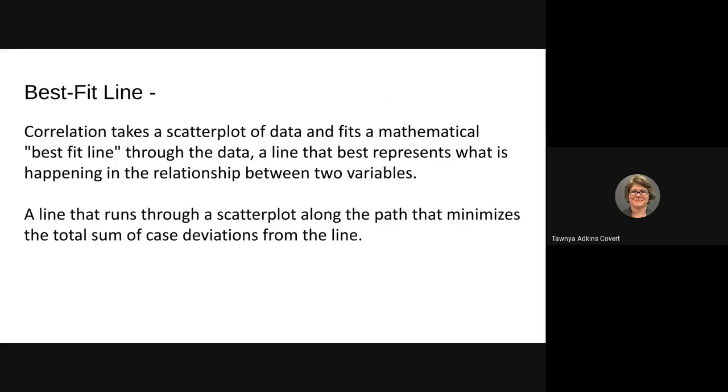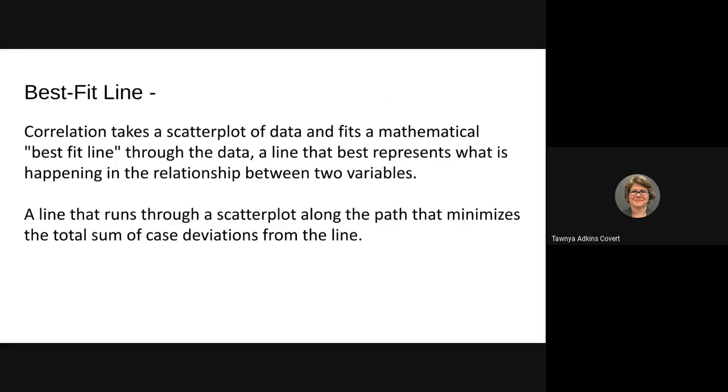Most of the people who went to the library frequently didn't watch as much television, and people who rarely or never went to the library tended to watch more television. So that gives us a sense of a trend line within the data. That's a line that runs through the scatter plot, and it's more than just eyeballing it. It is actually a mathematical line that is created along the path within the data that minimizes the total sum of case deviations from that line.